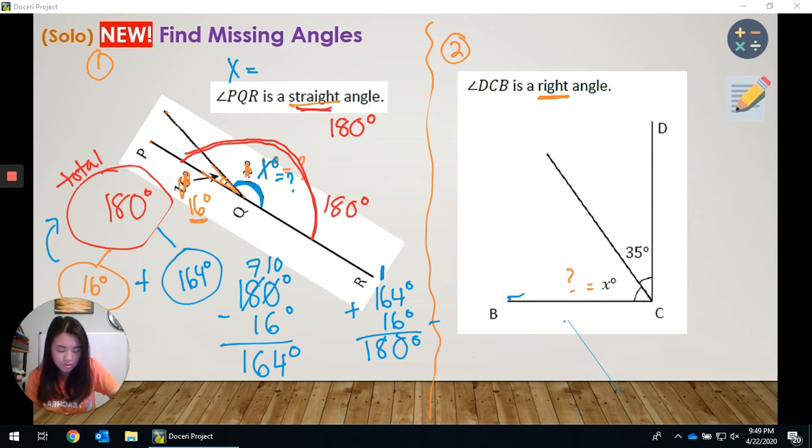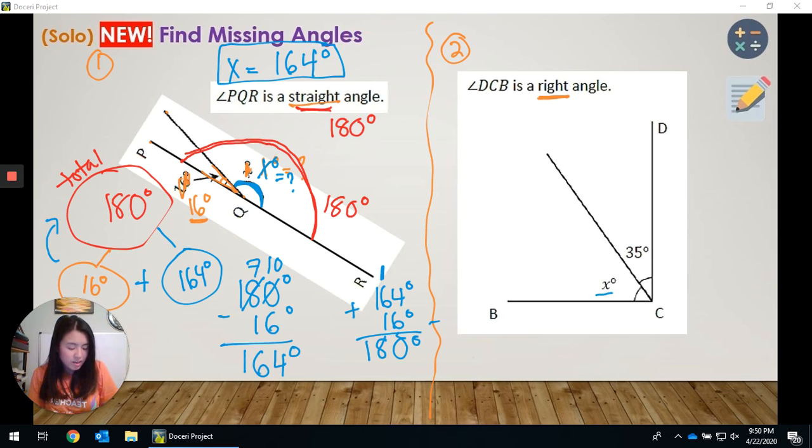X equals 164 degrees. There it is. How'd you do? If you didn't get it, go ahead and pause the video, fix what you did wrong, and then check number 2 before I go over. So pause before I go over number 2 so you can see and get the right answer for the second one. Okay, so we're looking for X this time again.